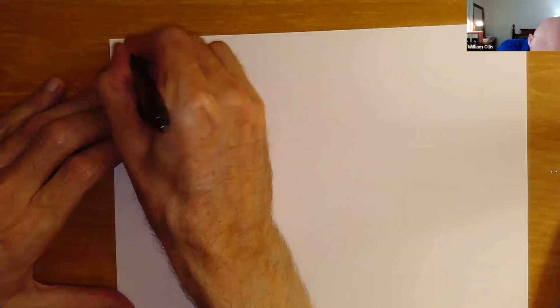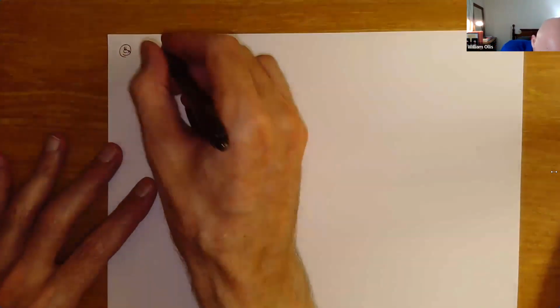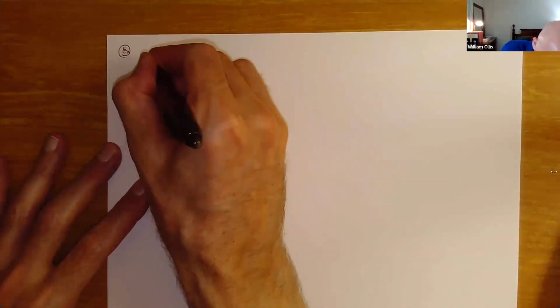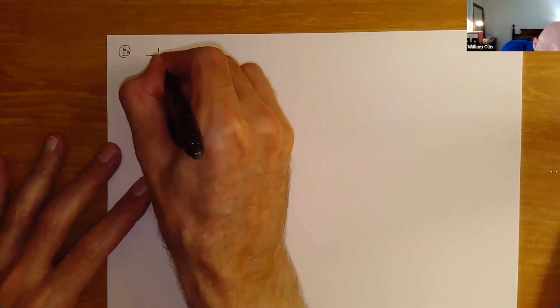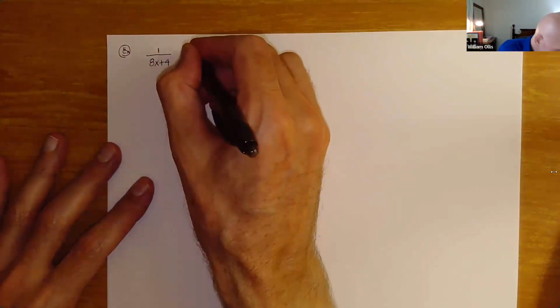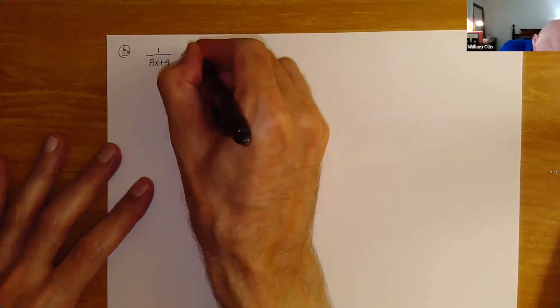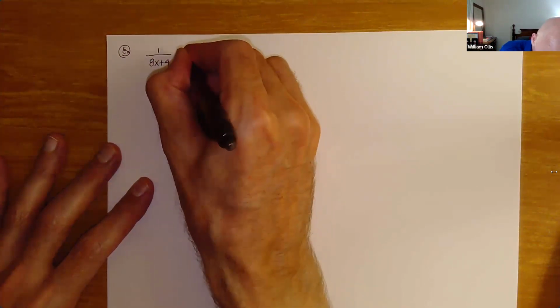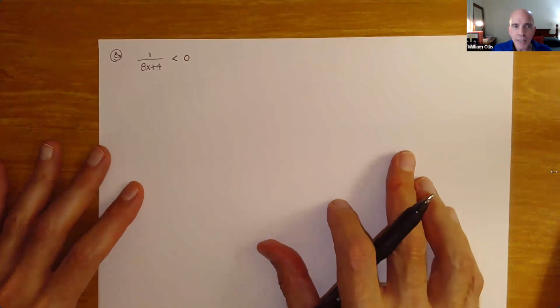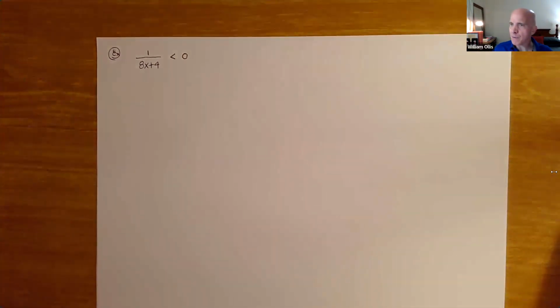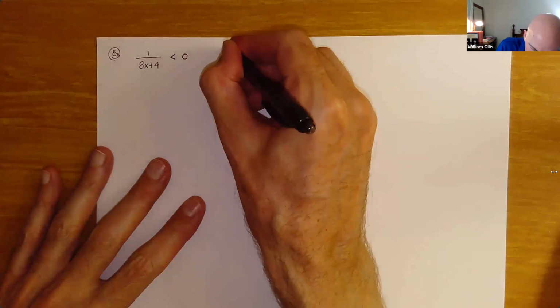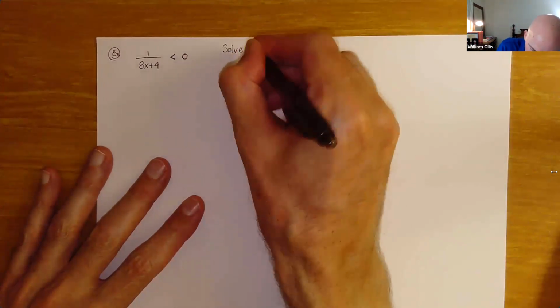Okay, let's look at another one. These are some interesting examples from the notes that I think are good. So here we've got an interesting problem, which kind of looks like the last one, but a little bit different: 8x plus 4 is less than 0. This is a different kind of inequality compared to the last one. So we're just going to say solve in R.